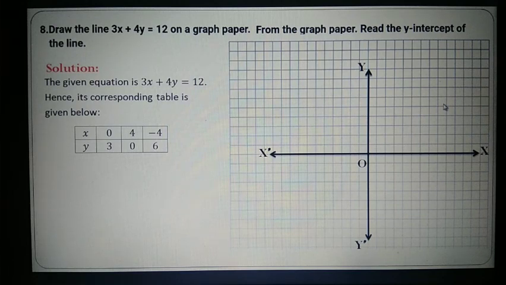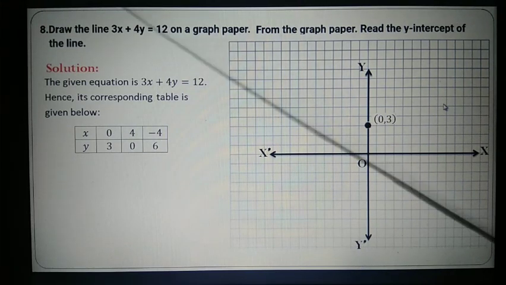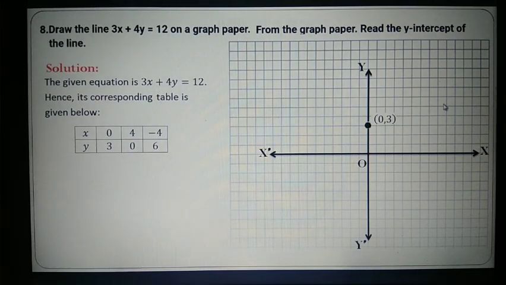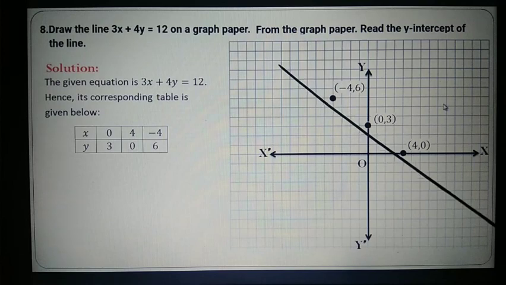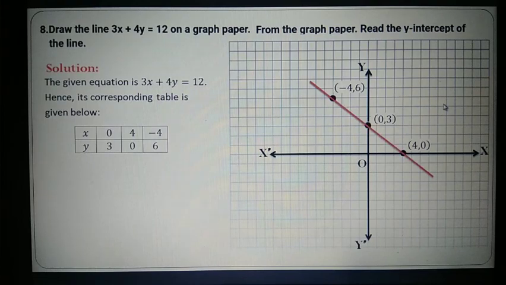Okay, now from here we have got 3 different coordinates. One is 0, 3. So let me plot 0, 3. So here is 0, 3. Another is 4, 0. So let me plot 4, 0. And the last one is minus 4, 6. So minus 4, 6. Now next, what to do? You will take the scale, align the 3 points, and draw a line like this. Yes, so this is the line 3x plus 4y equals to 12.